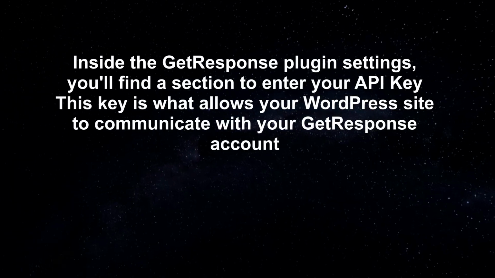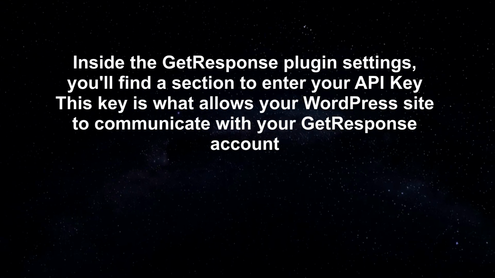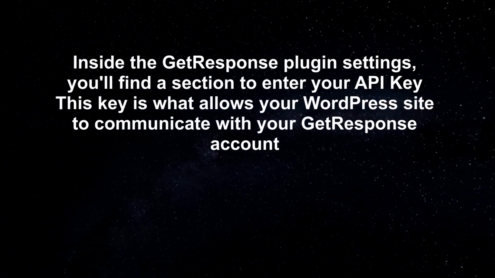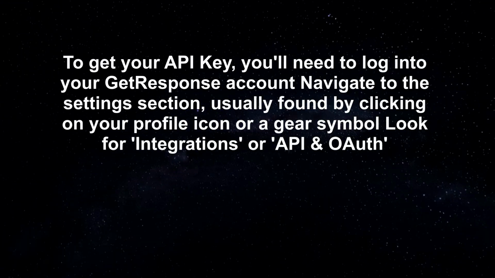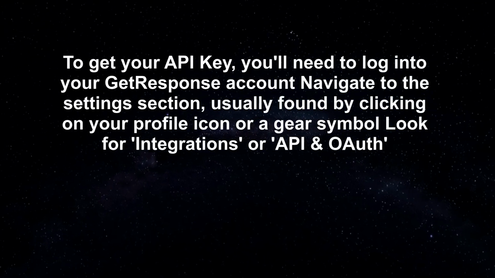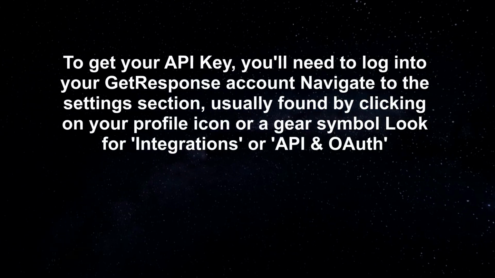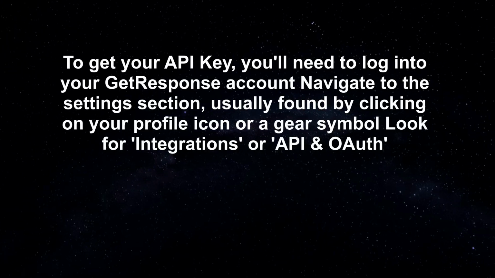Inside the GetResponse plugin settings, you'll find a section to enter your API key. This key is what allows your WordPress site to communicate with your GetResponse account. To get your API key, you'll need to log into your GetResponse account and navigate to the settings section, usually found by clicking on your profile icon or a gear symbol. Look for Integrations or API and Auth.